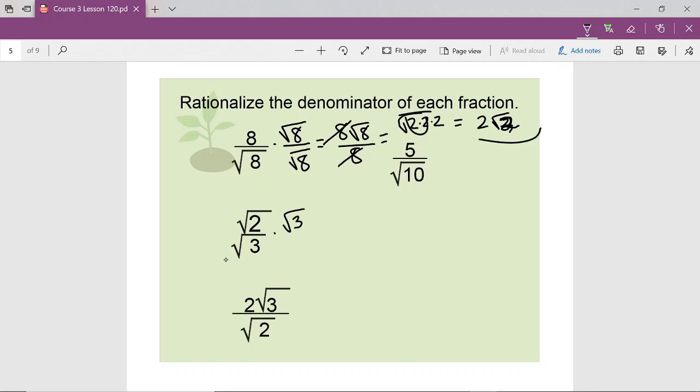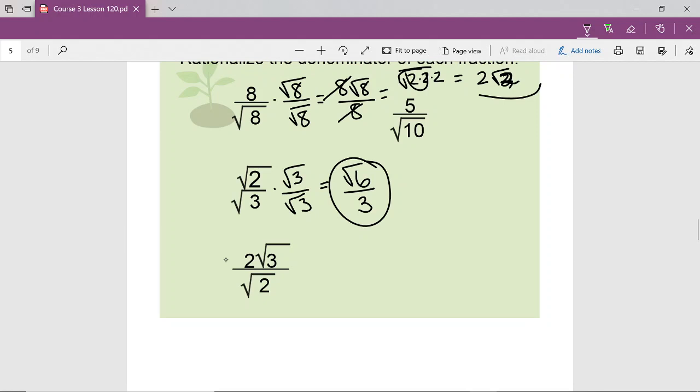All right, how about square root of 2 over root 3? I multiply by root 3 over root 3. I get the square root of 6 over 3, and I leave it just like that. How about this one? Root 2 over root 2. And I would get, well, that 2 stays on the outside, but I can multiply the root 2 and root 3 to get root 6 over 2. The 2s cancel out, and we get just root 6.